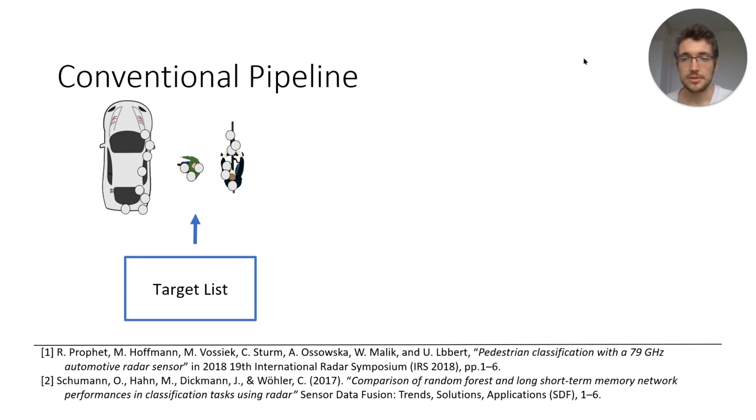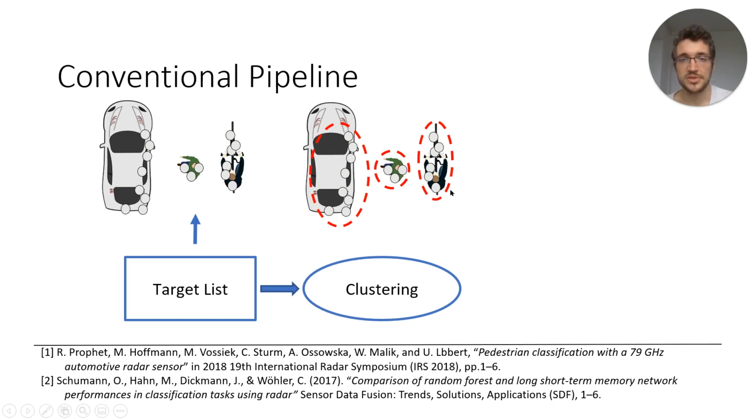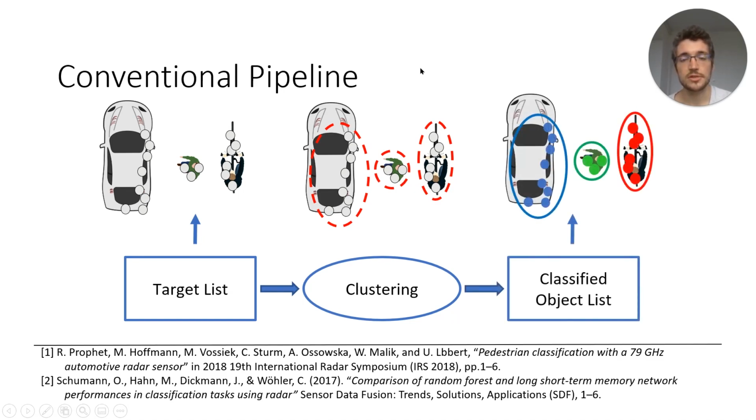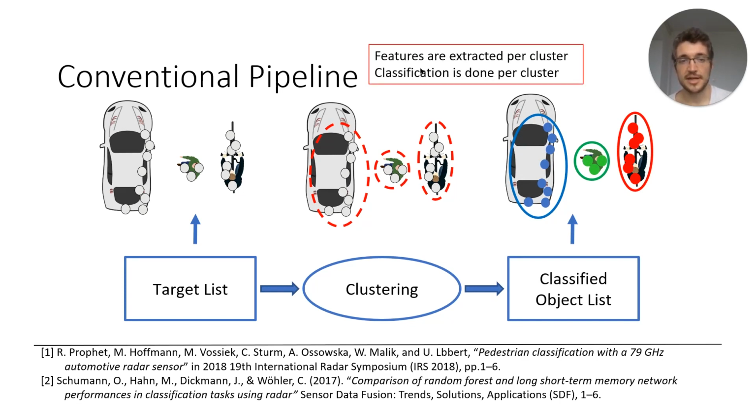The commercial pipeline to process such a point cloud and to detect road users with radar goes like this. First, you have the target list or point cloud presented in the previous slide. Then you perform some kind of clustering which tries to group reflections coming from the same object into one cluster and reflections coming from multiple objects into separate clusters. Then you extract features for each of these clusters and classify the clusters. So features are extracted per cluster and classification is also done per cluster.